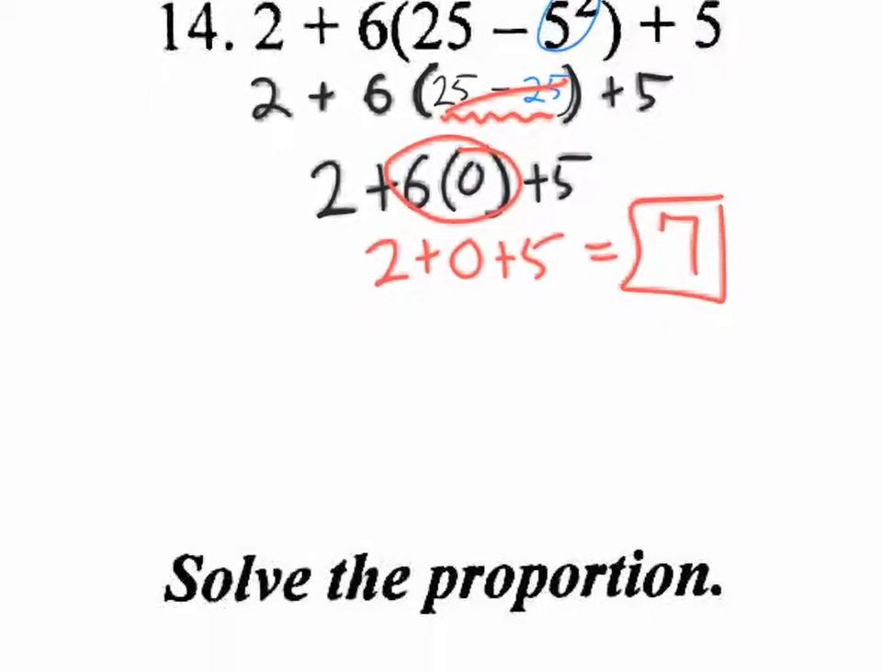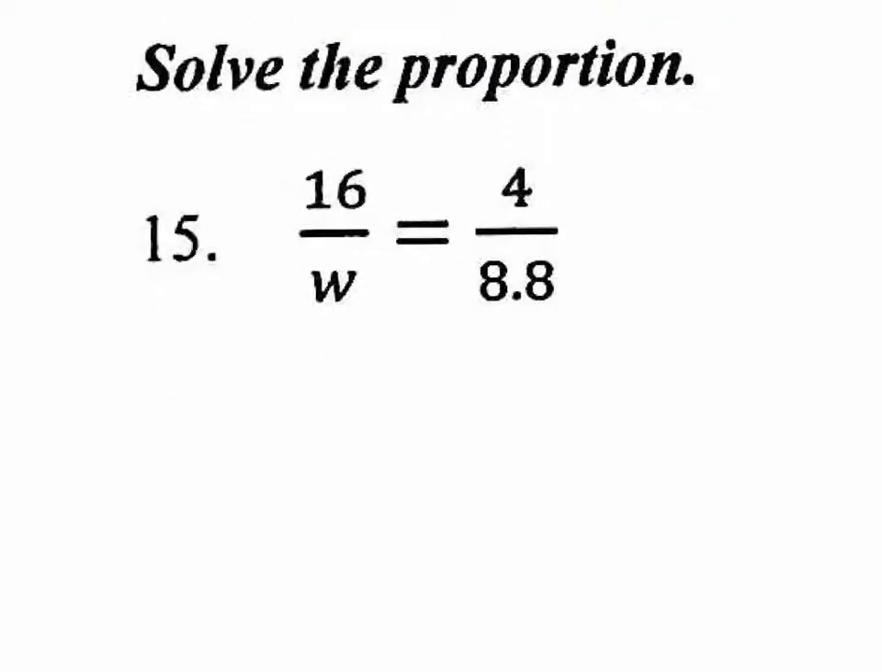Moving on. Number 15. Once again, cross multiply. You're probably thinking, wait a minute, but there's a decimal. So what? Calculator doesn't work for you. Let's just set it up. 16 times 8.8 equals 4W, or W times 4. So on the calculator, 16 times 8.8, that equals 140.8.